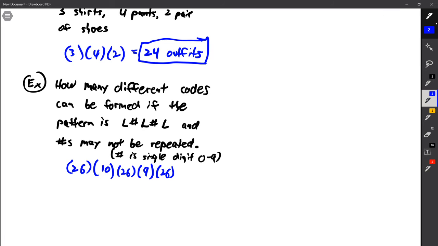1, 2, 3, 4, 5. Yep. So we multiply these out. So 26 times 10 times 26 times 9 times 26. And we get 1,581,840 different codes.